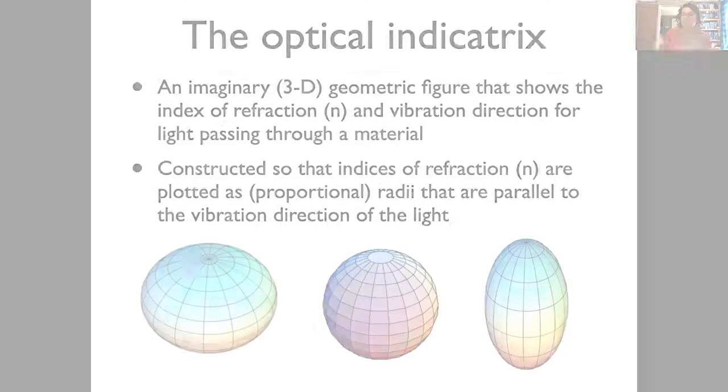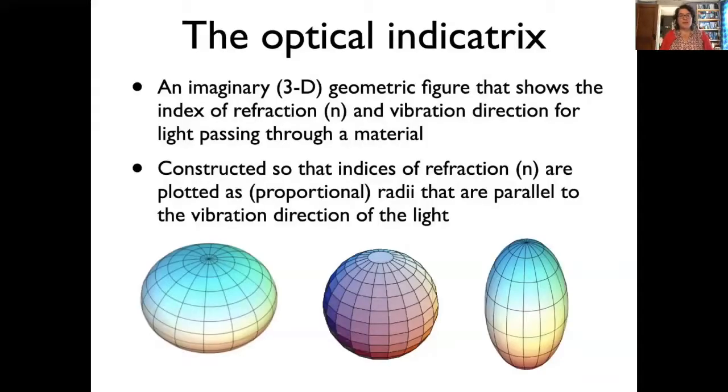I teach mineralogy. And today I'm going to talk to you about the optical indicatrix. The optical indicatrix is an imaginary three-dimensional figure that shows the index of refraction and vibration direction for light passing through the mineral. And when we construct it, we make a three-dimensional shape that reflects the indices of refraction as the radii of an ellipsoid or a sphere or a triaxial ellipsoid. We're just going to talk about three of these shapes today.